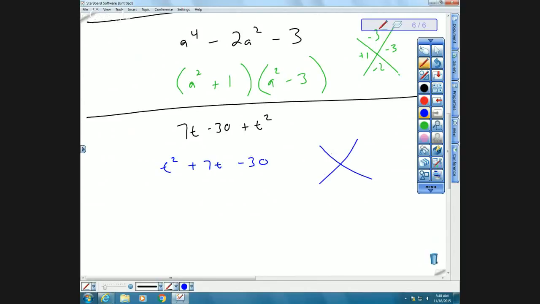So what multiplies to be negative 30 and adds up to be 7? T times t is t squared. Ten and 3. So it'd be what? Positive 10, negative 3? So negative 3 times 10 is negative 30. Negative 3 plus 10 is 7.